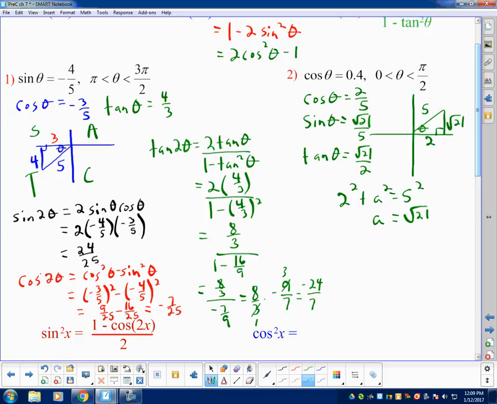And then you would go through the same process again, plugging in those values. I don't think we'll go through that whole thing again. I'm going to let you try some.